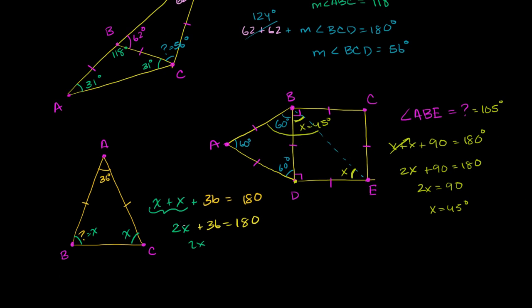We get 2x is equal to 180 minus 36. 180 minus 30 is 150, and then you want to subtract another 6 from 150, which gets us to 144. Did I do that right? 180 minus 30 is 150. Yep, 144. Divide both sides by 2. You get x is equal to 72 degrees. So this is equal to 72 degrees. And we are done.